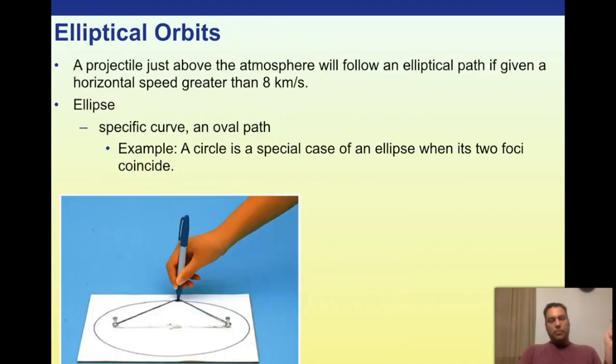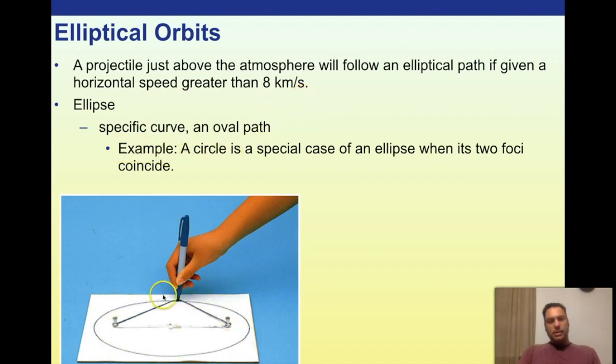Okay, so the other kind of orbit are the elliptical orbits. So a projectile just above the atmosphere will follow an elliptical path if given a horizontal speed greater than 8 kilometers per second. Remember, 8 kilometers per second is the same thing as 8,000 meters per second. That's what we were talking about, the curvature of the Earth before. So if you get faster than that, it turns out you're going to create an elliptical orbit. So an elliptical orbit is basically what we see here.